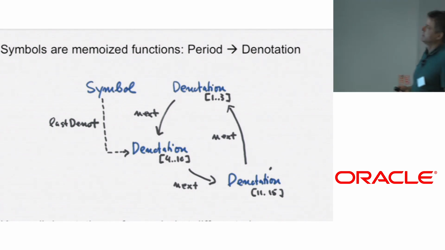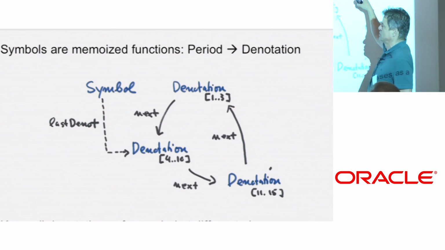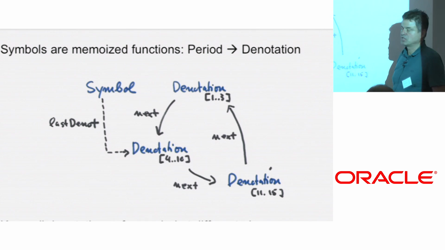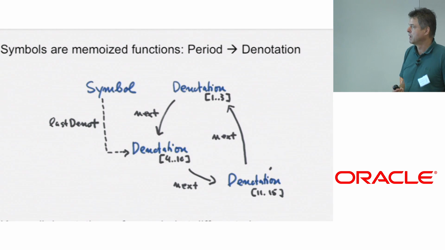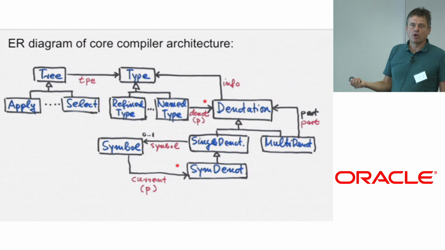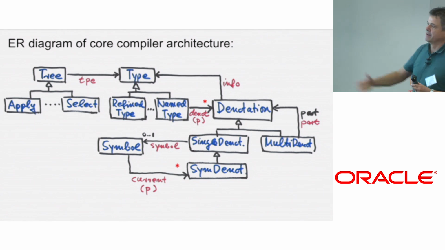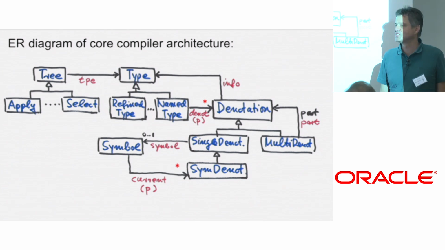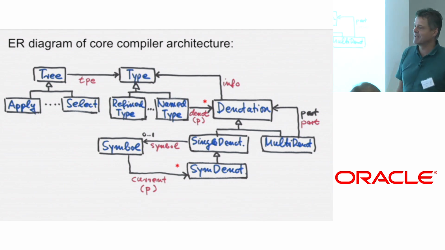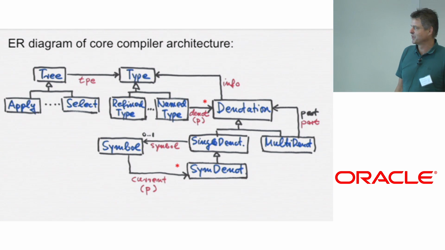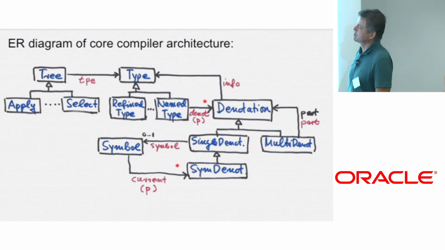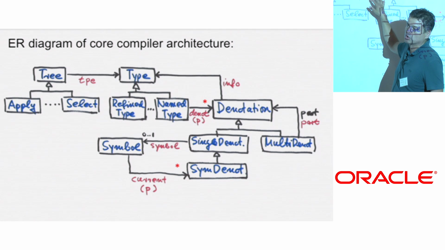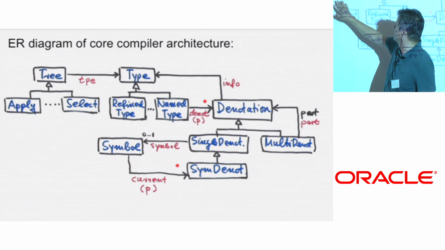So symbols are essentially functions from period to denotation. And since I store that, they're memoized functions. There's an efficient caching strategy to memoize them. OK, so putting it all together, since I argued that compilers are databases, I need to give you an entity relationship diagram, of course, because that's what people with databases do. But actually, it's very instructive for the compiler as well to look at that. So we've seen the trees. They're over here, and they have this single attribute called type. Position we ignore, that's trivial.